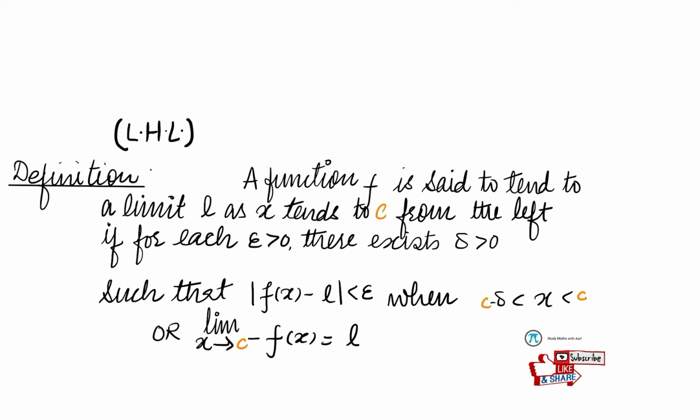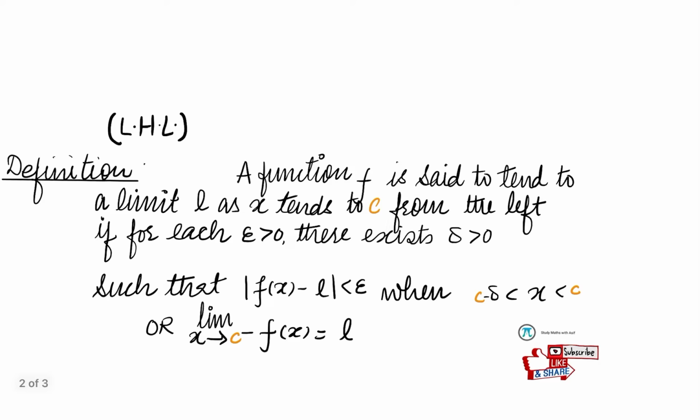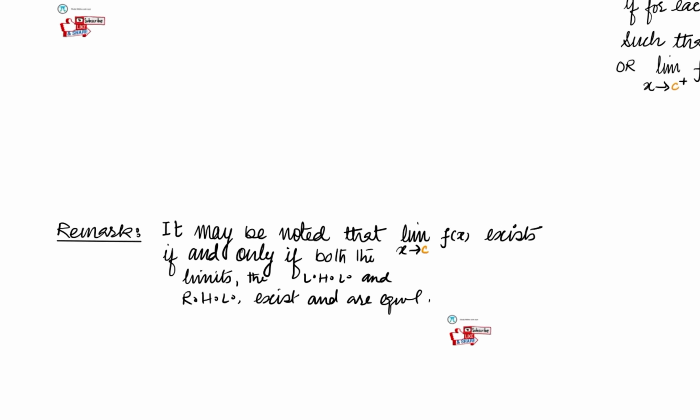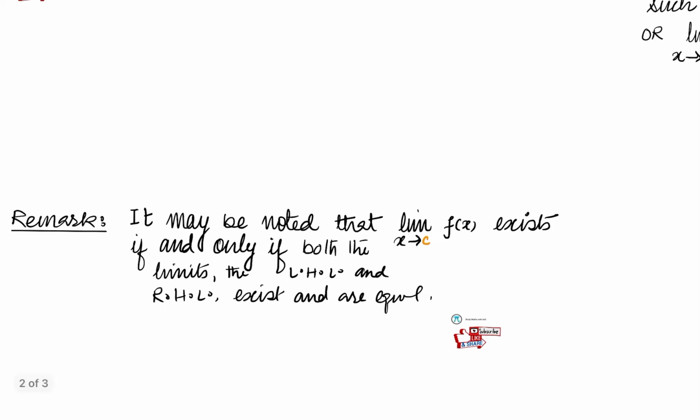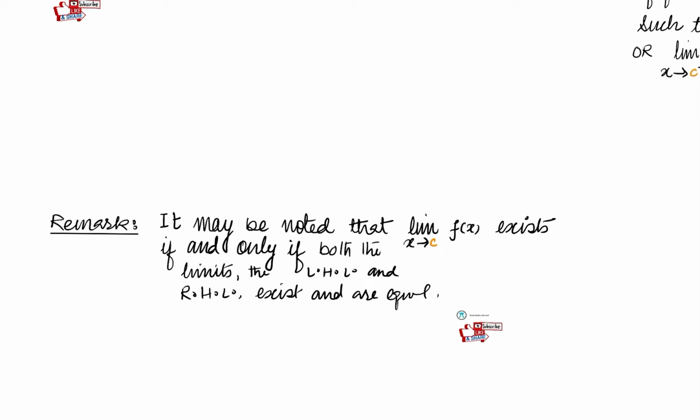So when both the limits exist and are equal, then we say the function has a limit at that point. You can note it in the remark. It may be noted that the limit of the function exists if and only if both the left hand limit and right hand limit exist and are equal. This is very important to know when we talk about whether the limit of the function exists or not in terms of left hand limit or right hand limit.